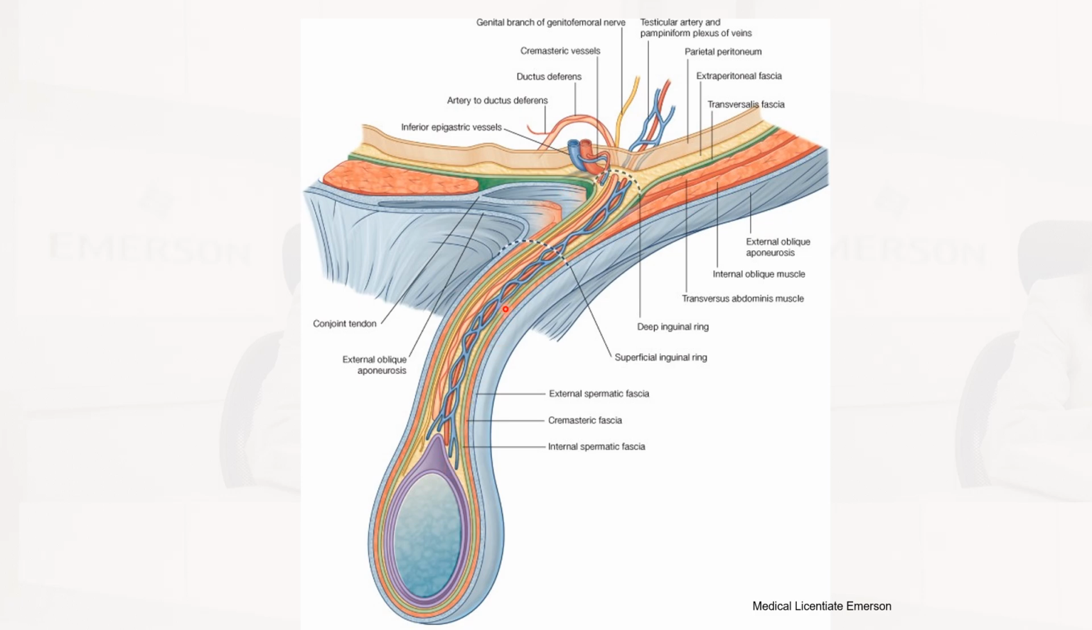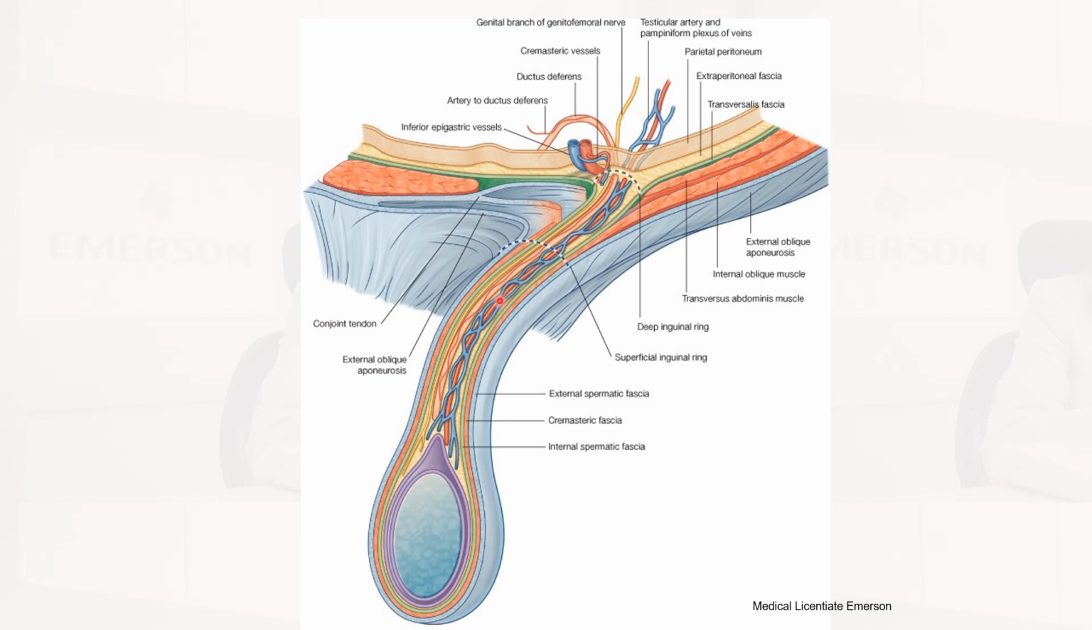Then the veins actually correspond, the names correspond to the arteries. So in short, we have the testicular vein and the cremasteric vein, which correspond with the arteries, but together they form what we call the pampiniform plexus.